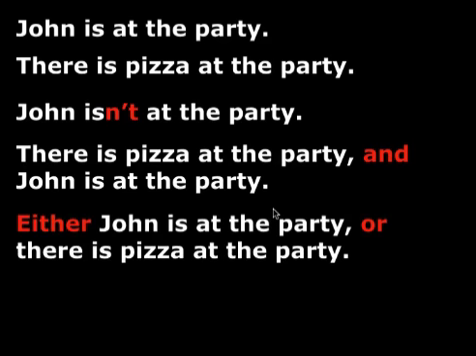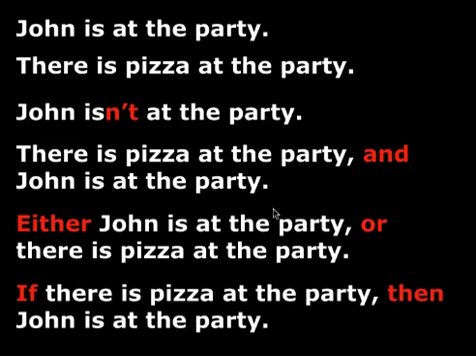Here we have a disjunction: either John is at the party or there is pizza at the party. We could also use conditional: if there is pizza at the party, then John is at the party. Notice something interesting. These last 3 compound statements all had 2 atomic statements, and the same 2 atomic statements were involved in all 3. Now, all 3 of them mean different things, and the difference in meaning is because of the different operators: conjunction, disjunction, conditional. That's crucial.